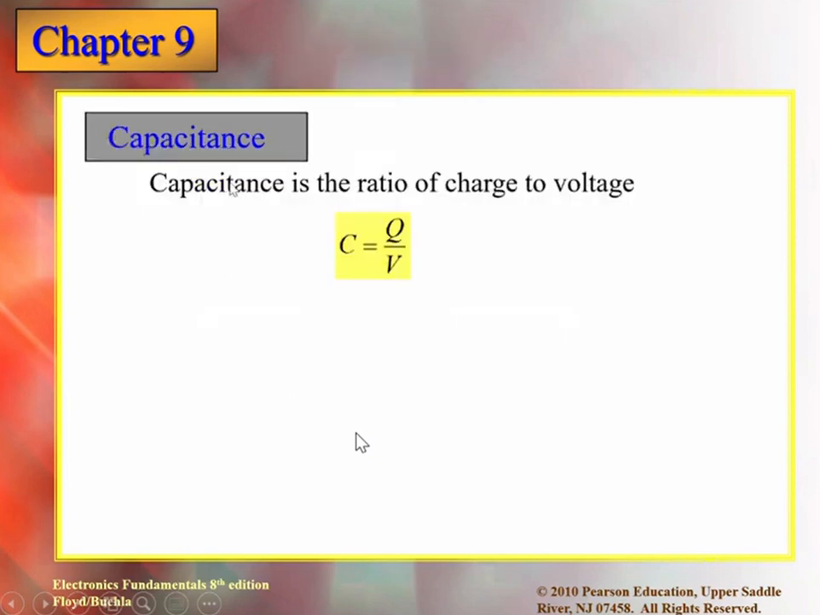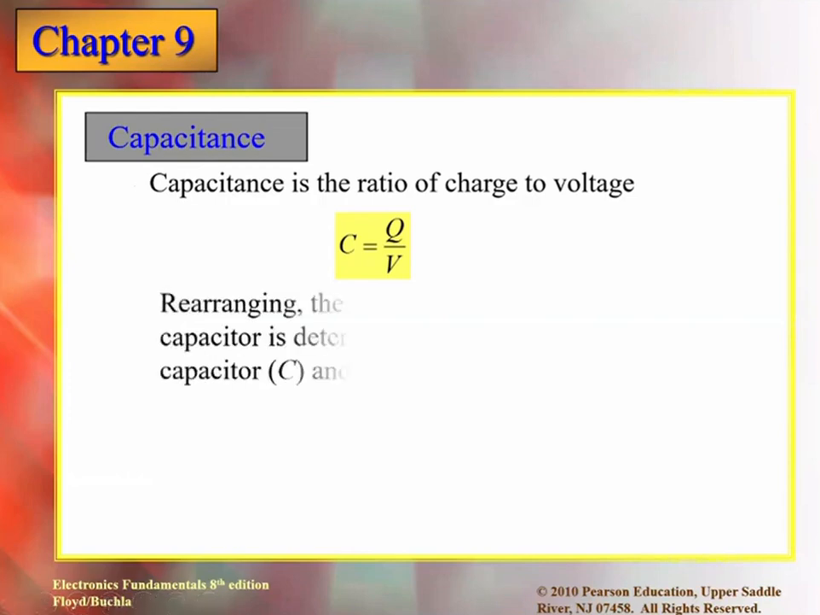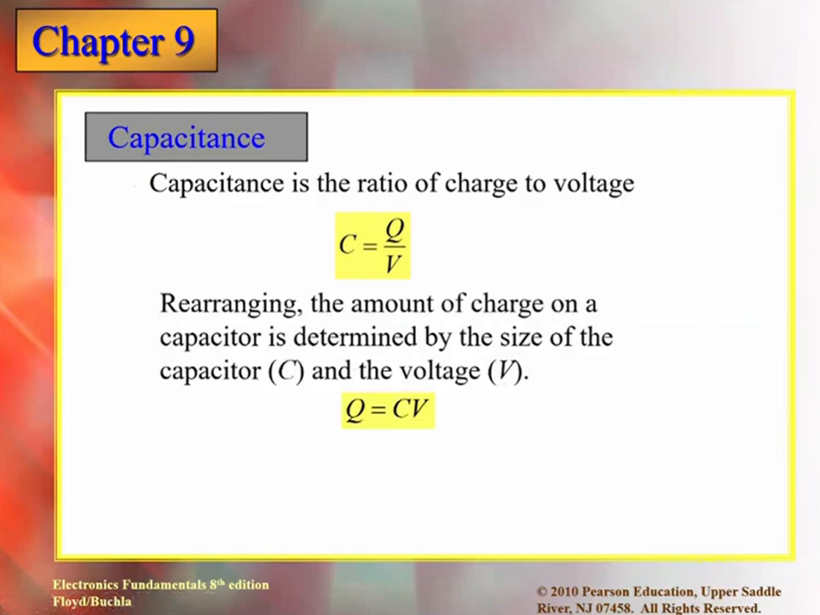Okay, some basics again, these formulas you already know. Capacitance is the ratio of the charge to the voltage. So C is equal to Q over V, and you already know the units of charge and voltage. This formula can also be written as Q is equal to C times V, where C is the capacitance and V is the voltage.